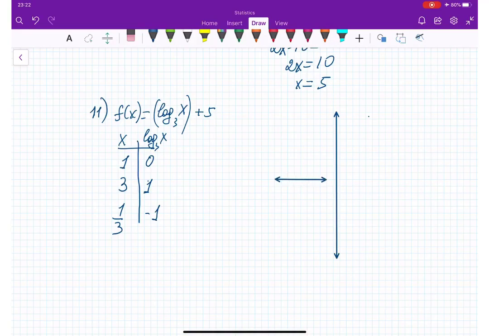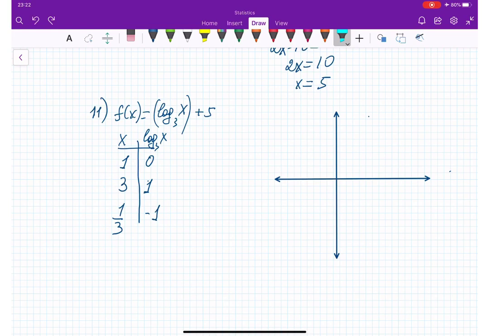So what does that mean for you? You can always take the point 1. Next point, you can take the one that you have as a base, this 3. And lastly, third point, you can take the flip value. If it was 3, then 1/3. If this base is 8, then you take 8 and 1/8. Okay? So that's how you're going to figure out the points, the easiest way.